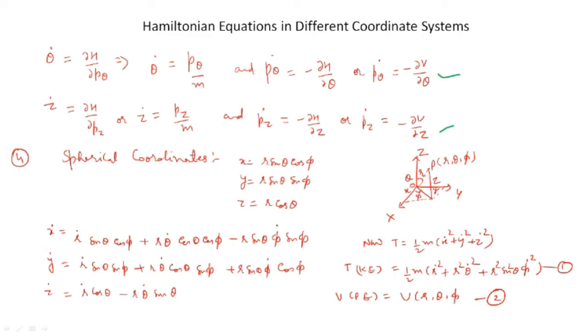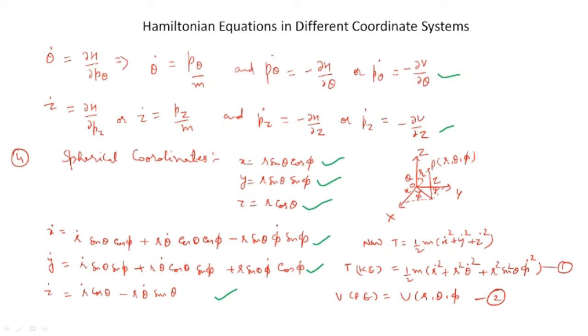Now we will write the Hamiltonian equations in spherical coordinates. You know that there is a relation between the Cartesian coordinates x, y, z and the spherical polar coordinates r, θ and φ, and that is x equal to r sin θ cos φ, y is equal to r sin θ sin φ, z is equal to r cos θ. Now here we can find ẋ, ẏ and ż. As you know, kinetic energy in the Cartesian coordinate system will be 1 by 2 m (ẋ² + ẏ² + ż²).